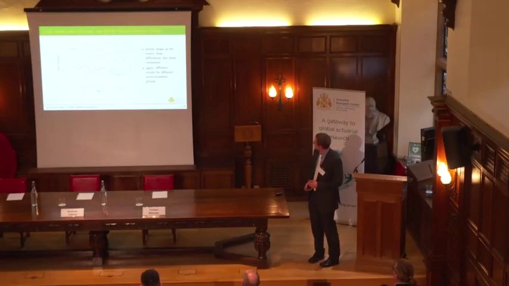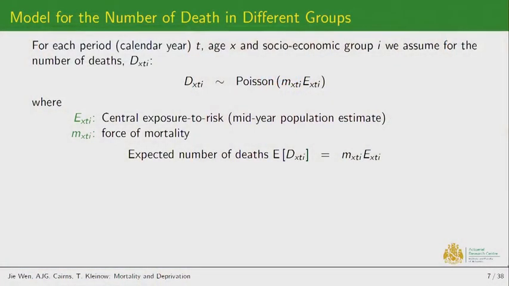So here, again, for females. So this is our model. We do a bit of statistics today. Our general assumption is that the number of deaths follows a Poisson distribution. And in that Poisson distribution, there are two parameters: one is the force of mortality, M, and the other one is the exposure. The exposure is just the mid-year population estimate.